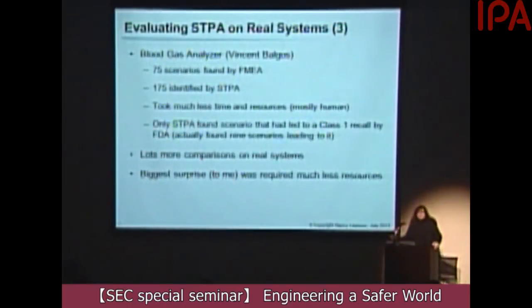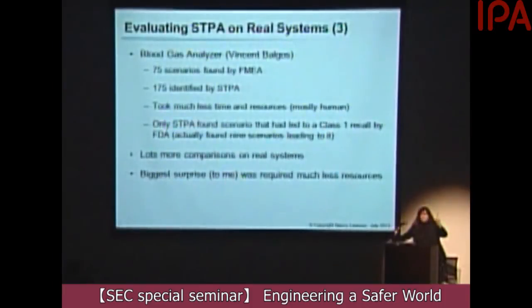I'm just giving you a few examples. A blood gas analyzer, that's a medical device. Vincent Balkos is the person whose company built the device, and he did this. The U.S. government requires them to do a FMEA, failure modes and effects analysis. And the failure modes and effects analysis had found 75 scenarios, not the one that actually occurred. STPA was done on it. It found 175 scenarios leading to a patient injury by this device. It took much less time and resources, mostly human. The FMEA took a team of people a year to do.